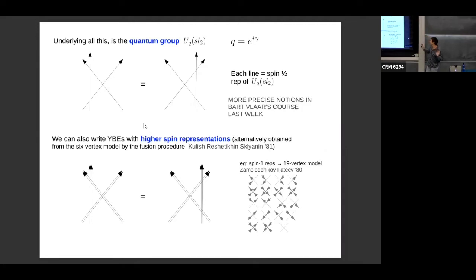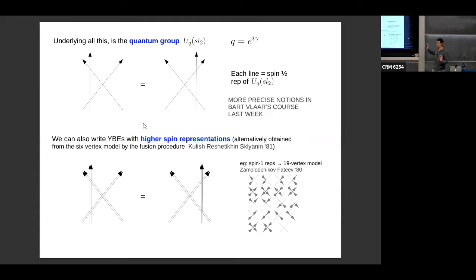And alternatively, there's another way to obtain these, which is called the fusion procedure. And also in the last talk by Guillaume, we had a summary of this. So you can put any half-integer spin representation. Just to give you an example, if you put spin 1 representations instead of spin 1/2, what you're going to get instead of the six-vertex model is a 19-vertex model, originally found by Zamolodchikov and Fateev in 1980.